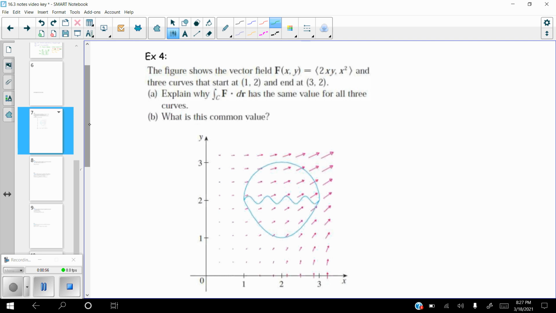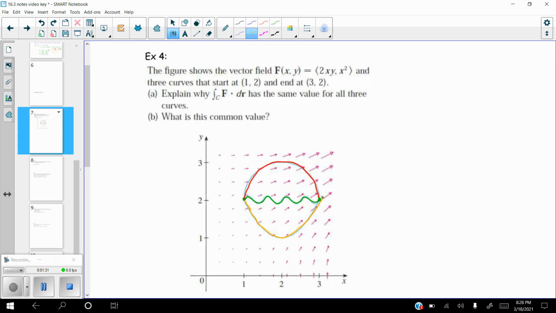So basically, you're starting here and we're ending here. And it doesn't make any difference whether we go on this path, or if we go this direction, or if we go this direction. We are starting and ending at exactly the same point. So why does it not matter? Well, it won't matter as long as it's conservative and independent of path.